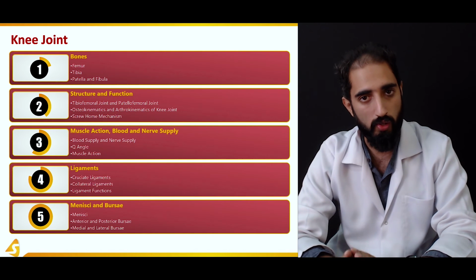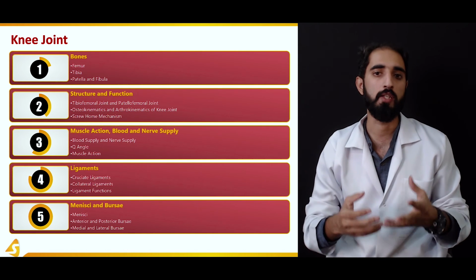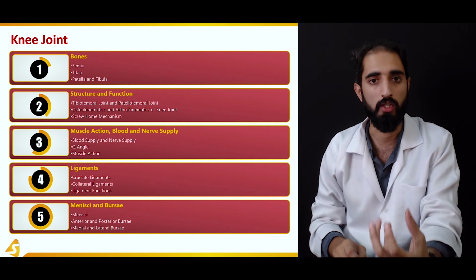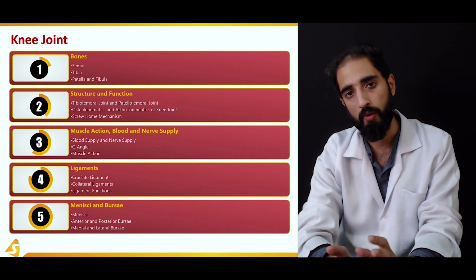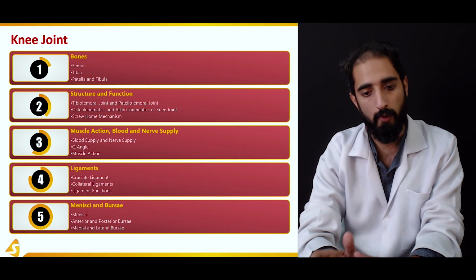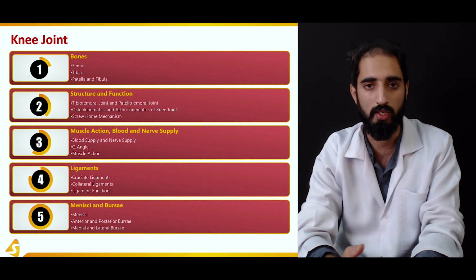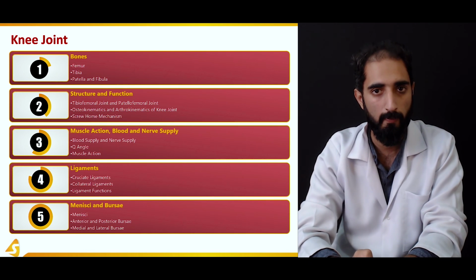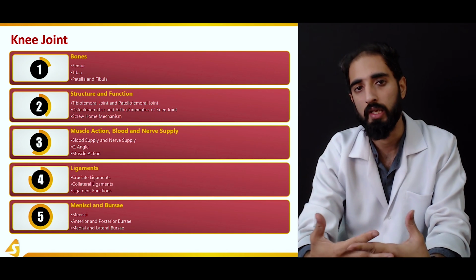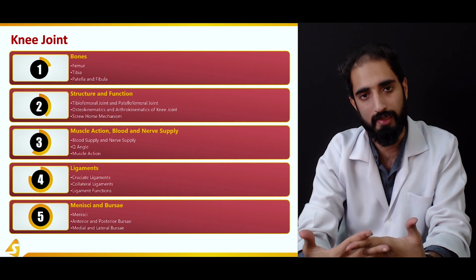At the end, we're also going to talk about the menisci, which is a specialized fibrocartilaginous structure present in the knee joint, and we are going to talk about both the medial and lateral menisci, and we're also going to talk about the anterior, posterior, medial, and lateral bursa and how they are important in the knee joint. So that's all about the contents that we are going to cover in this section.